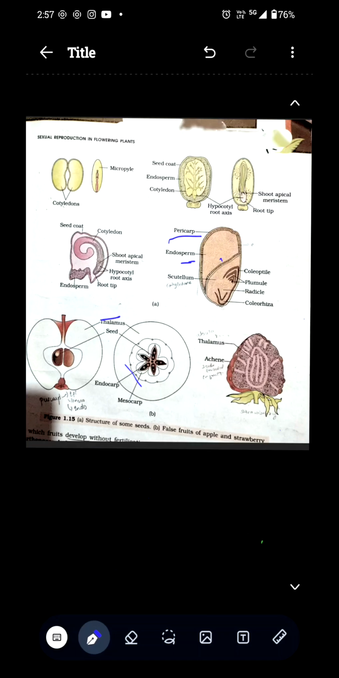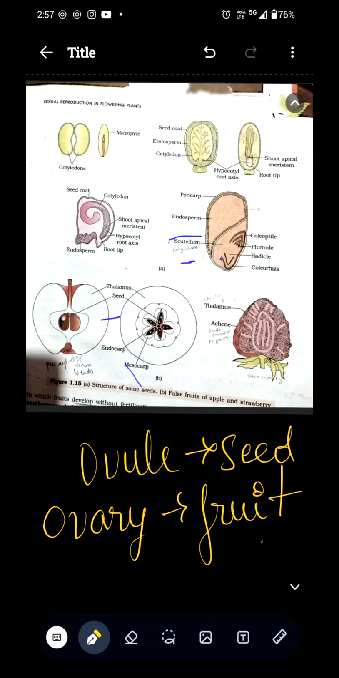Next, they have given examples of false fruits, that is apple and strawberry. We know that after the formation of the zygote, the ovule will turn into a seed, whereas the ovary will turn into a fruit. But in some fruits, the fruit develops from a part other than the ovary, that is from the thalamus. Examples for that are apple as well as strawberry.